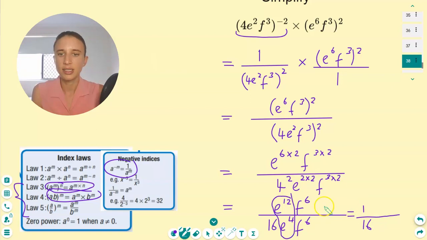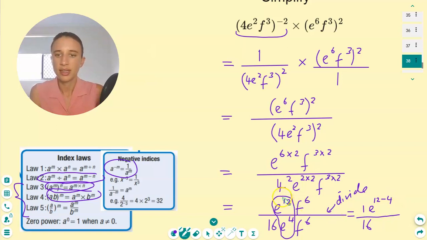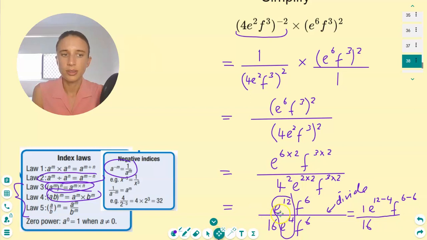This 1 on 16 stays there. Now remember that fraction sign means divide. e to the 12 divide e to the 4 corresponds to law 2, where you subtract those powers. So we've got e to the 12 take 4. I'm going to choose the bigger number to stay there because then my answer will be positive. And then f to the 6, f to the 6, 6 take 6. And let's see what we've got.